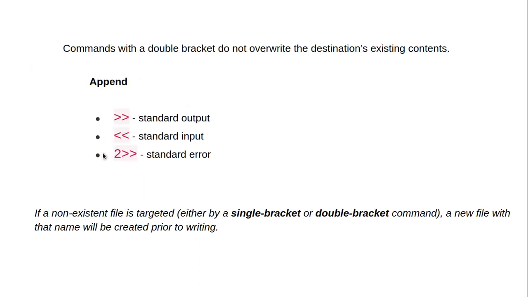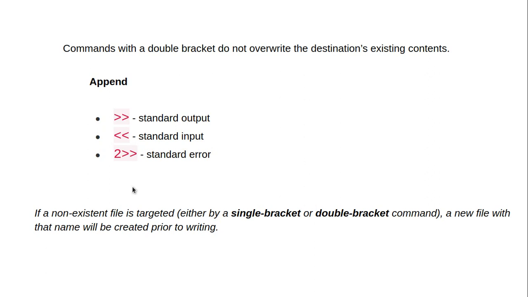But when you use a double bracket, you don't overwrite your content, you just append the content to the existing content. Okay, so when I use this double arrow, what will happen is basically it will append to the existing file. So the existing content of the file will be preserved, but what we are providing from the left side will be appended to the file. It will just append at the bottom of the file, like this is the new text added.